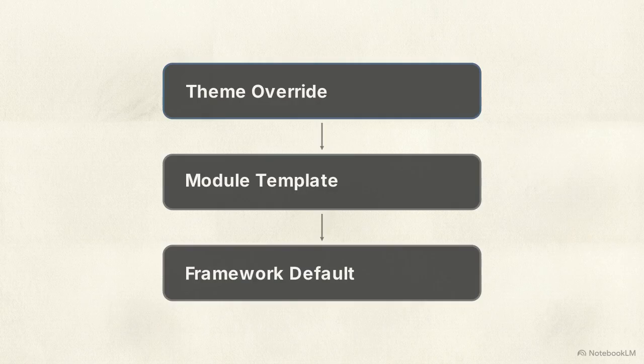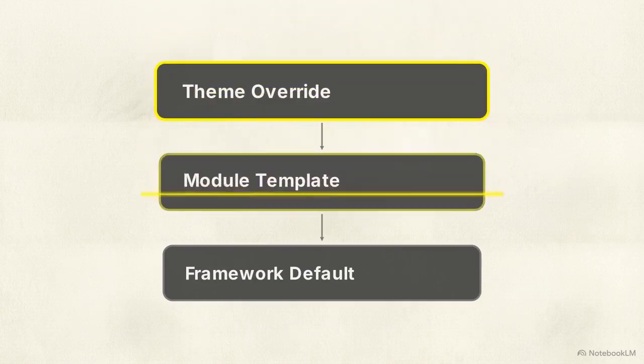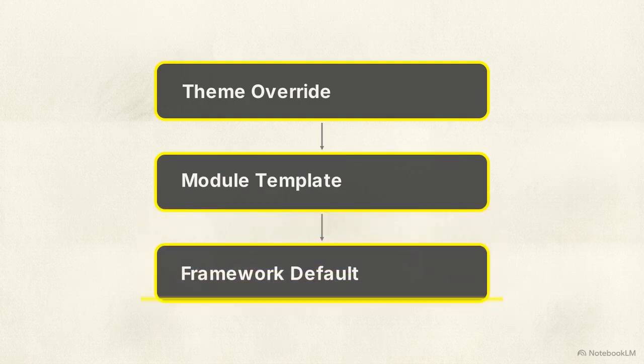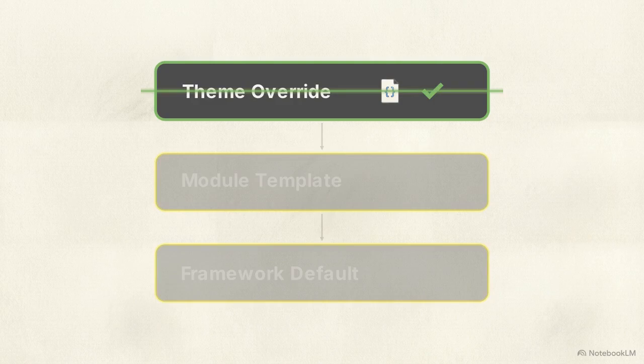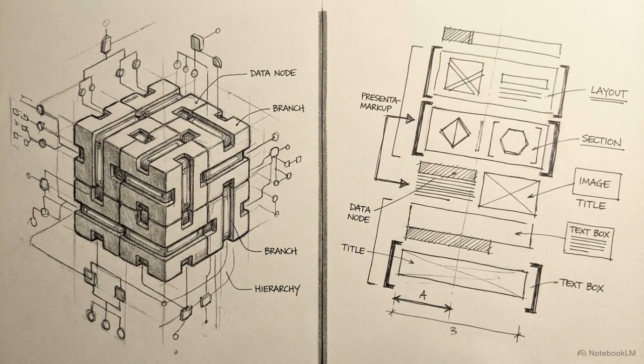The system uses a strict descending order to find the correct template file, checking for a theme override first, then a module template, and finally the framework default. A developer can override a widget template simply by placing a custom.tpl file directly into their active theme directory. Variants and the template cascade strictly isolate the underlying data logic from the final visual presentation.